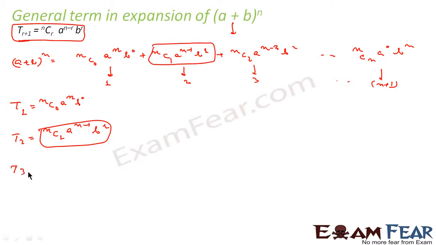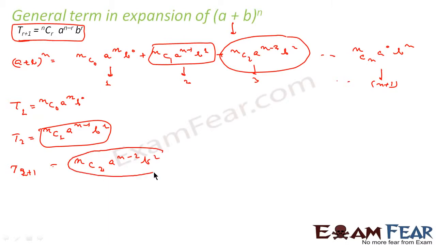Similarly, when I say T3, I have to say T(2+1) actually, that is equal to T3. So r is equal to 2 we have to put. So I have to say nC2 a^(n-2) b^2. So if you see, this term is equal to this term in the circle. This term in the circle is the same.